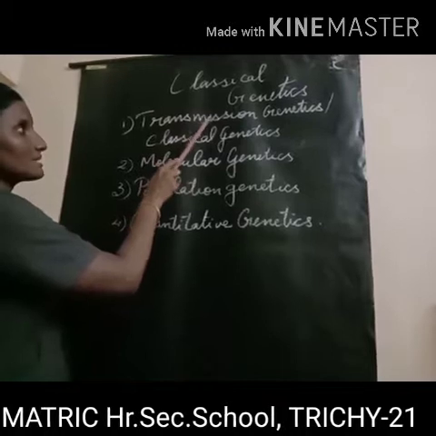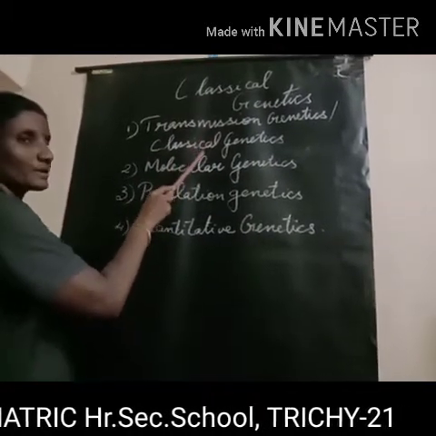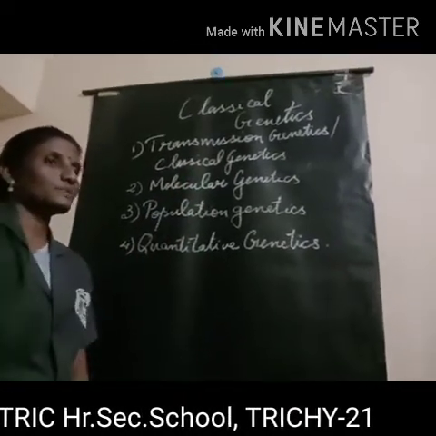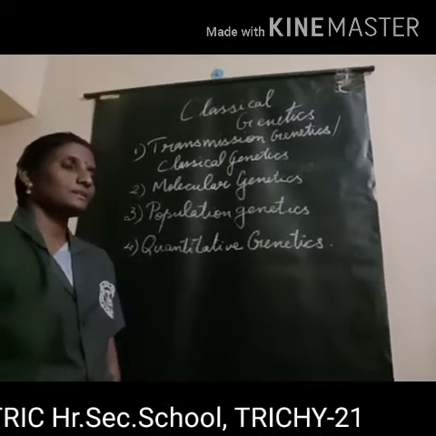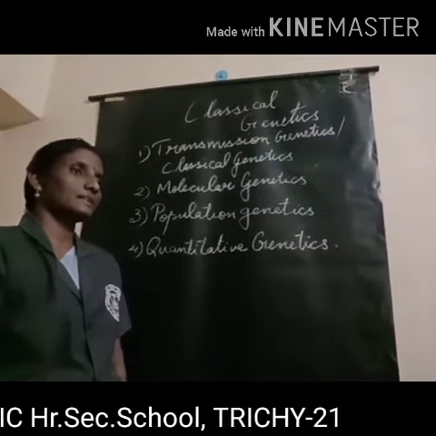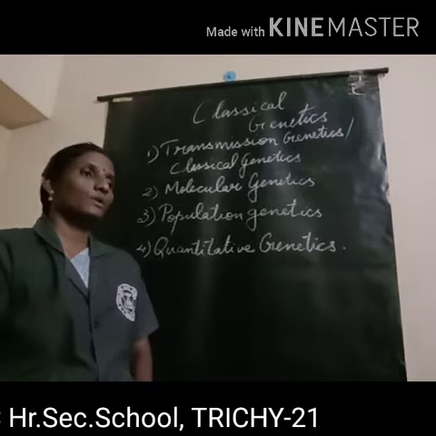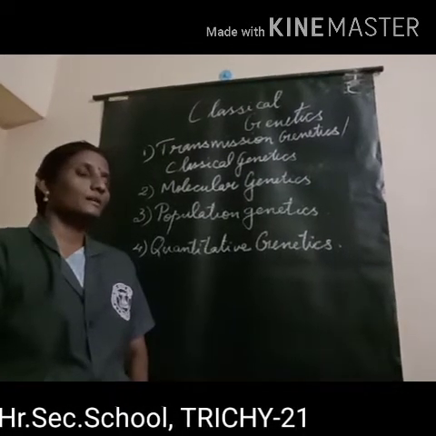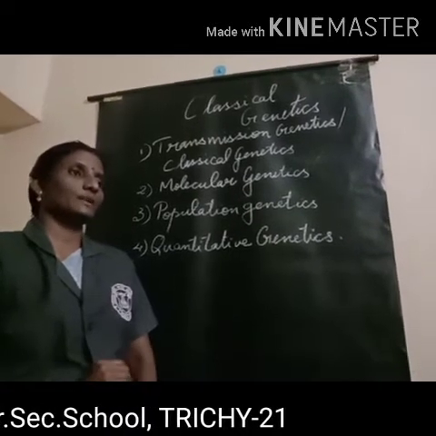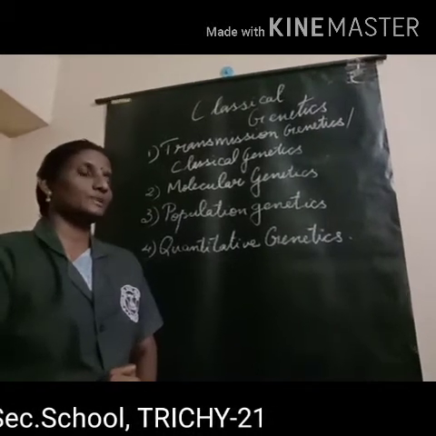First we are going to see about transmission genetics. This transmission genetics is otherwise called what? Classical genetics. Here, this deals with the transmission of the gene from the parent to the offsprings. The foundation of classical genetics came from the study of the hereditary behavior of the 7 characters by Gregor Mendel. Because of these 7 characters, they had an idea about transmission genetics.